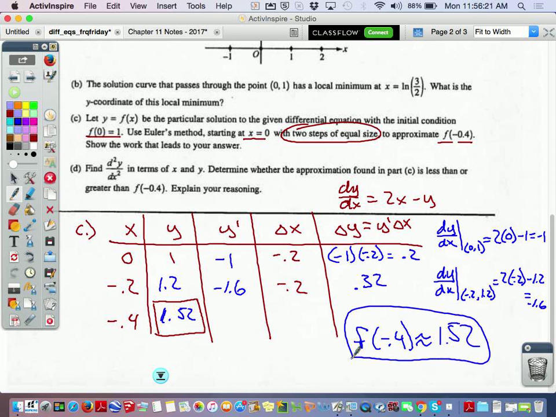How many points? 2 points. 1 point for the answer, 1 point for the work. And that gives me part C. So at this point we're up to 7 points out of the 9. So that leaves 2 points for this last question.